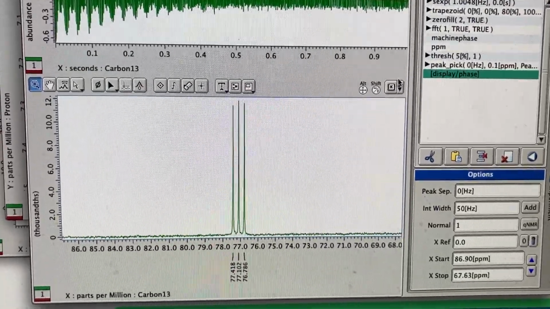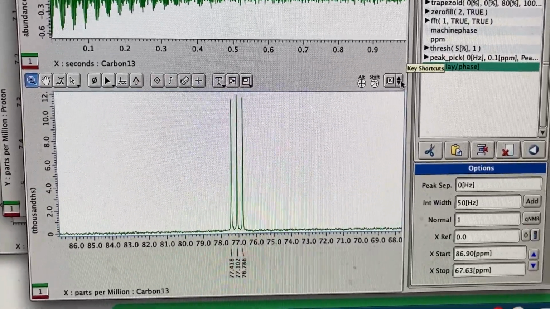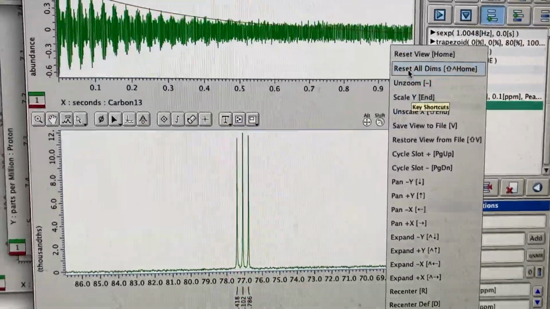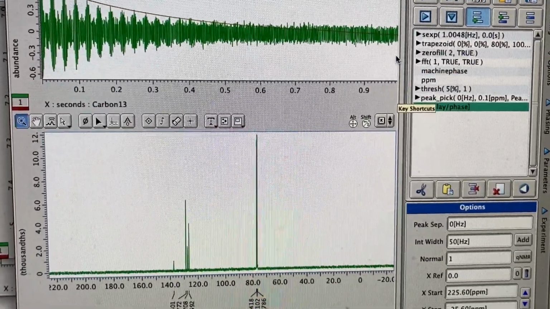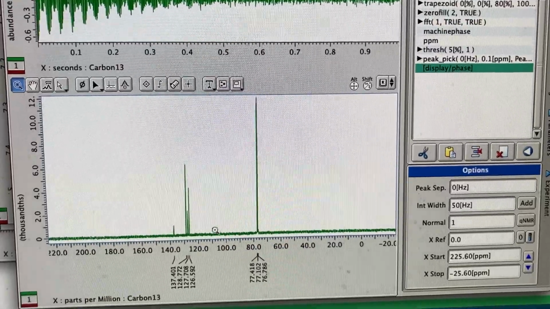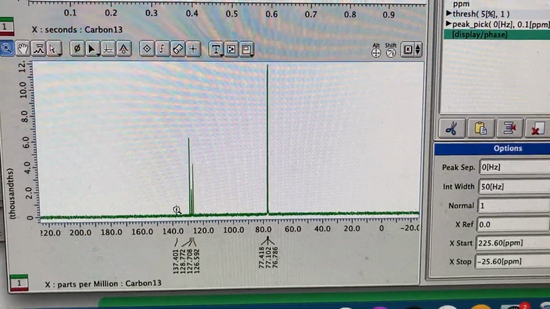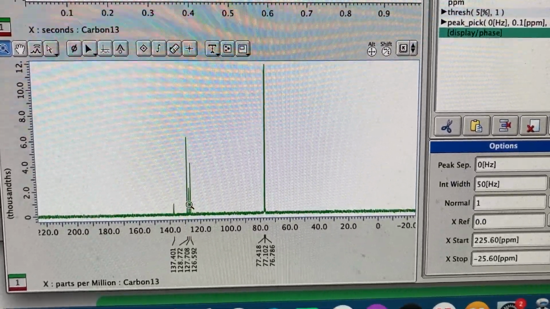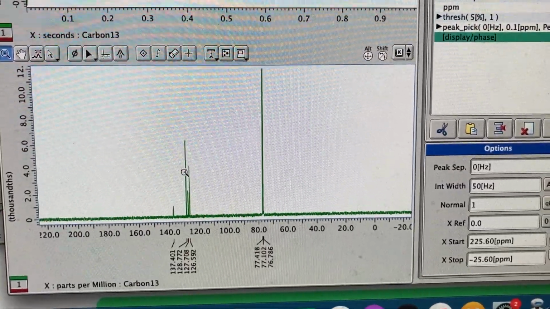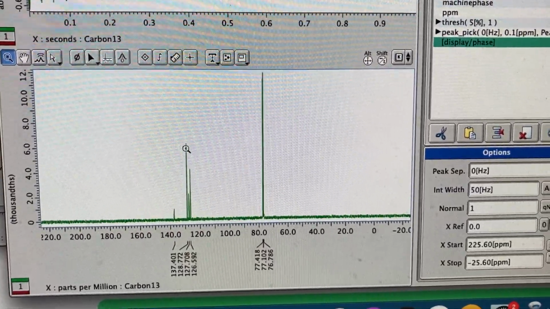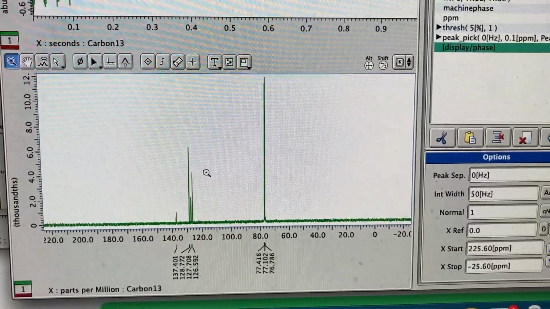To zoom out, and it took me some time to figure this out, you actually go to here and press Reset View. So now we're back to the home screen. This is the peak we're missing, the one at, I think, 127. That's the one he was saying we are missing. And that one was also part of our product.